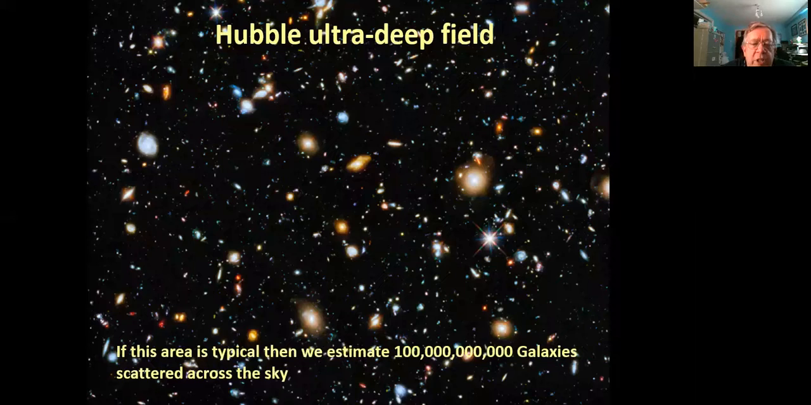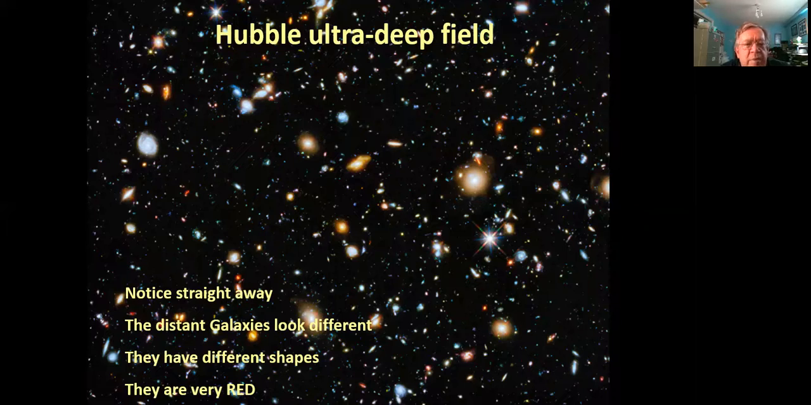Now, if this particular area of the sky is typical of the rest of the sky, which we haven't checked because telescope time is very expensive and a month is a very large bill for use of the telescope, we would estimate that if this density were roughly the same in every direction, that there would be 100 billion galaxies scattered across the sky out to that distance that we've been able to observe.